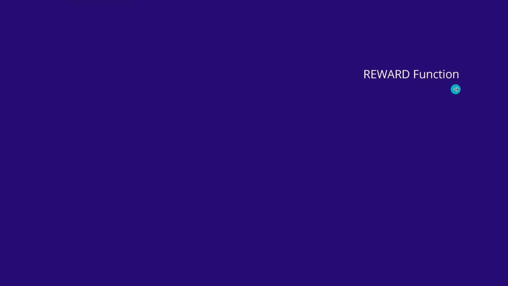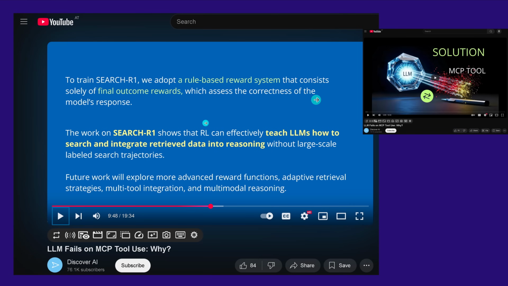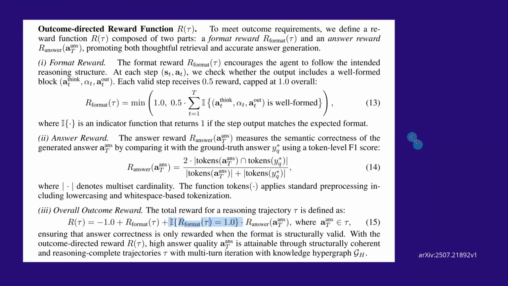Now, what is different? And now, careful, now the reward function. And you remember in this video I told you, the authors of Search-R1 told us, hey, we use the simplest rule-based reward system that we can find with a final outcome reward function. And they said, yeah, in the future we will go to more advanced reward functions, adaptive retrieval strategy, multi-tool integration, and so on. But now in this new one, they really went the extra mile, and have a look at this. So they decided, different to Search-R1, in Graph-R1 to go also with an outcome-directed reward function, but we have 2 parts.